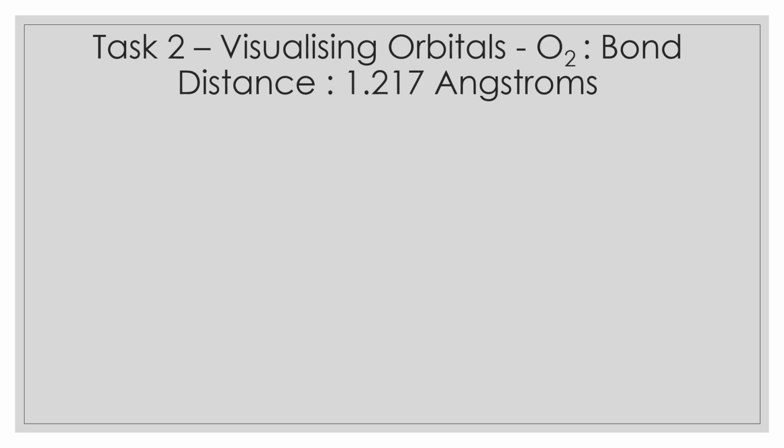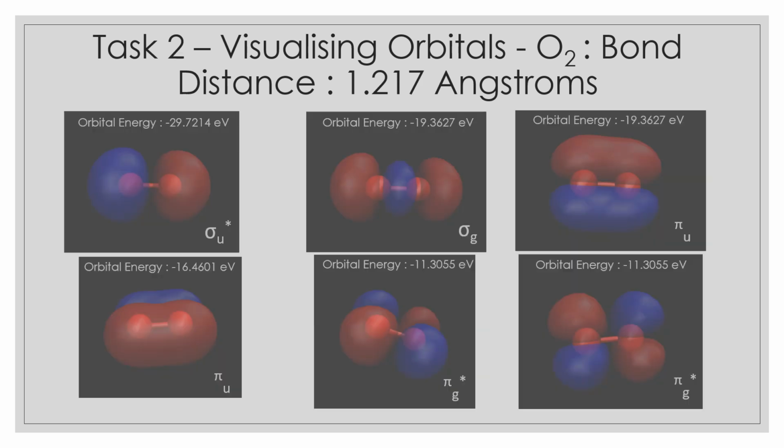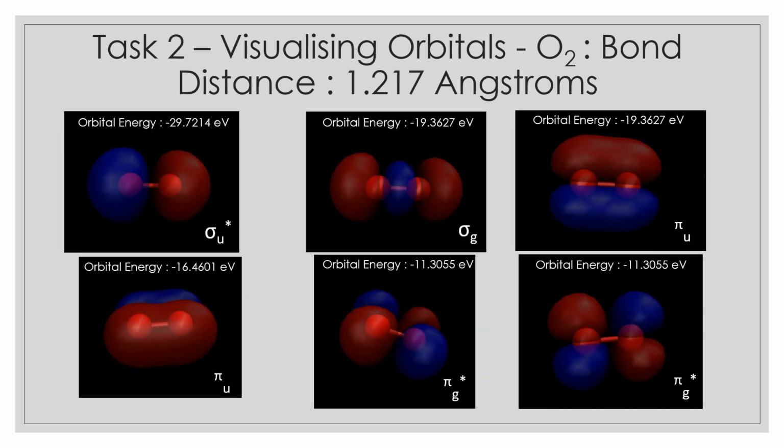Moving on to diatomic oxygen, a bond length was found to be 1.217 angstroms, which is longer than diatomic nitrogen. Also interestingly, where in nitrogen and carbon the sigma G orbital came after the pi U orbitals, in oxygen, as well as fluorine, which is coming next, the sigma G orbital comes before the pi U orbitals.